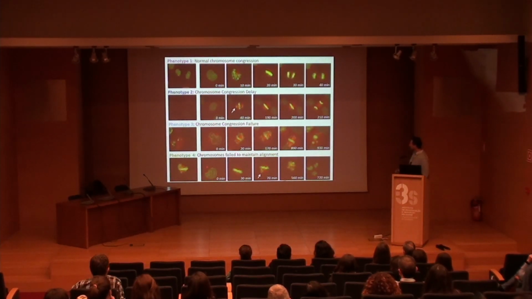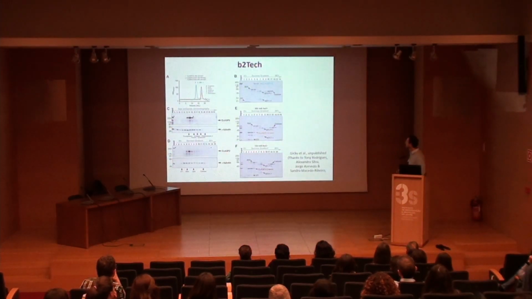Phenotype 4, completely different, so they actually make it to the equator, but they cannot keep it there. And if you just compare, for example, this stage here with this stage here by a snapshot, you'll think, oh, it's exactly the same thing. But the history tells you that it's not the same thing. So these proteins act at different levels. And this allowed us to classify these in different functional groups.